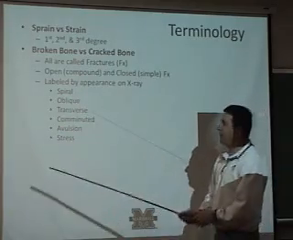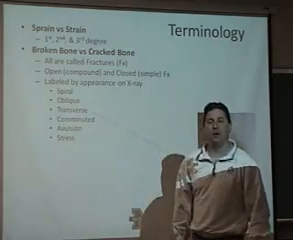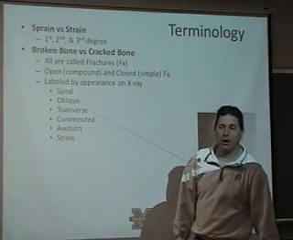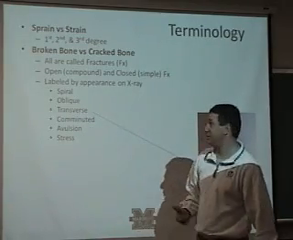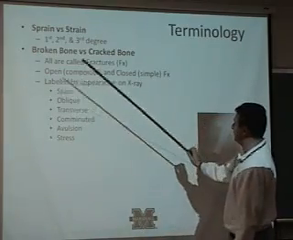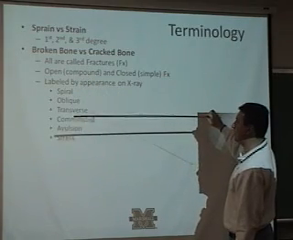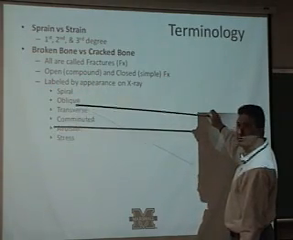A spiral fracture is one that spirals up. It kind of goes around the bone and spirals up it, and can be very hard to see on X-ray. An oblique is a diagonal fracture, so it looks like this. Transverse is straight across. It's a horizontal fracture straight through the bone.